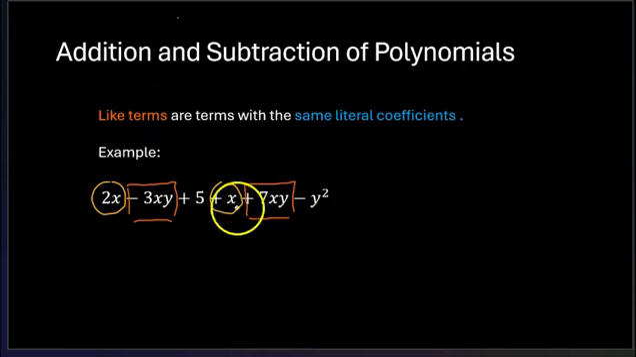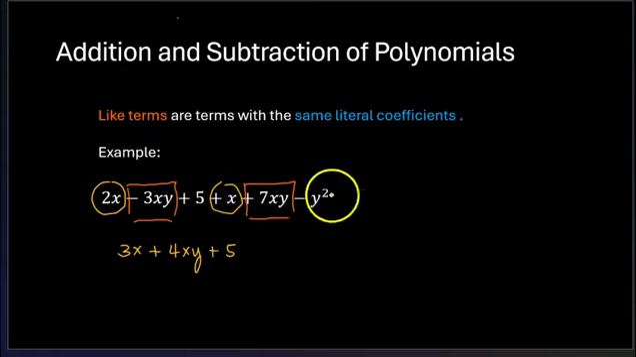So how do we combine like terms? For 2x, we just look at the numerical coefficient. In this case, it's positive 2 plus positive 1, so this is 3x. Then we have negative 3 and positive 7, so we combine or simplify that to positive 4xy. Since we don't have any like terms, this is just plus 5, and there's no like term for y squared, so negative y squared. This is the simplified form of this polynomial.